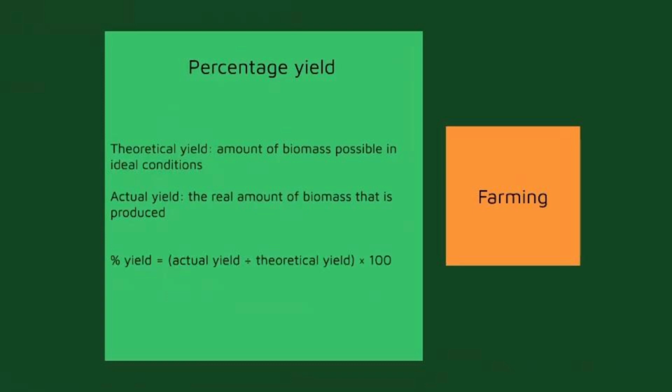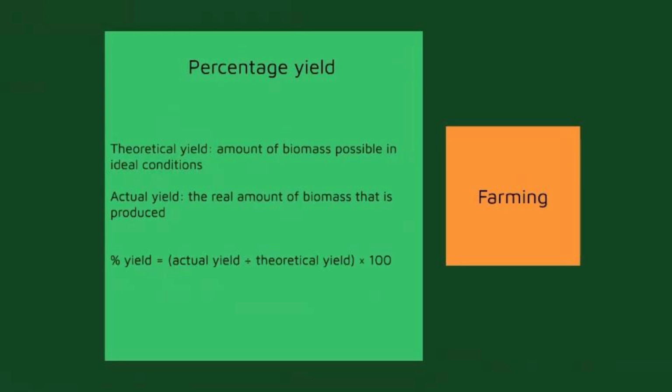So this could be the number of cows that you can grow for meat in a certain area, or the amount of wheat you can produce in a field in a given amount of time. So the theoretical yield is when it is the perfect conditions and you have no losses. This in real life does not happen.